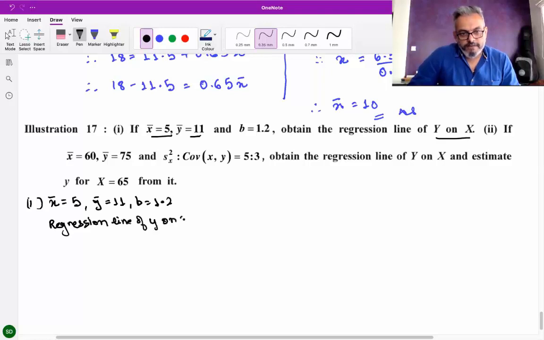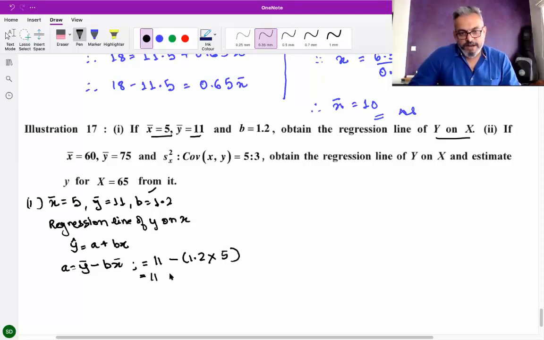So regression line of y on x is y cap is equal to a plus bx. Now, we already have b. We want to find out a. So a is equal to y bar minus bx bar. So a is equal to y bar is 11 minus b is 1.2 into x bar is 5, which is 11 minus 1.2 into 5 is 6. Therefore, a is equal to 5.